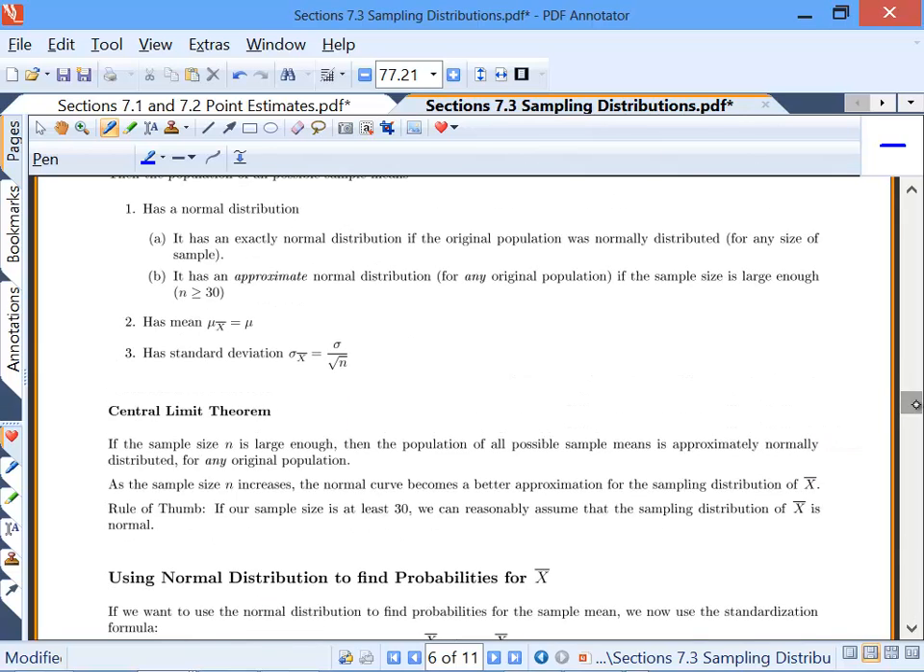Okay, the next thing is the central limit theorem. Again, we've already gone over it in this class, but in a slightly different context. So now we say if the sample size n is large enough, then the population of all your possible sample means is approximately normally distributed for any original population. And as your sample size increases, your normal curve becomes a better and better approximation for your sampling distribution of x bar. And again, our rule of thumb is if our sample size is at least 30, we can assume that it's going to be normally distributed.